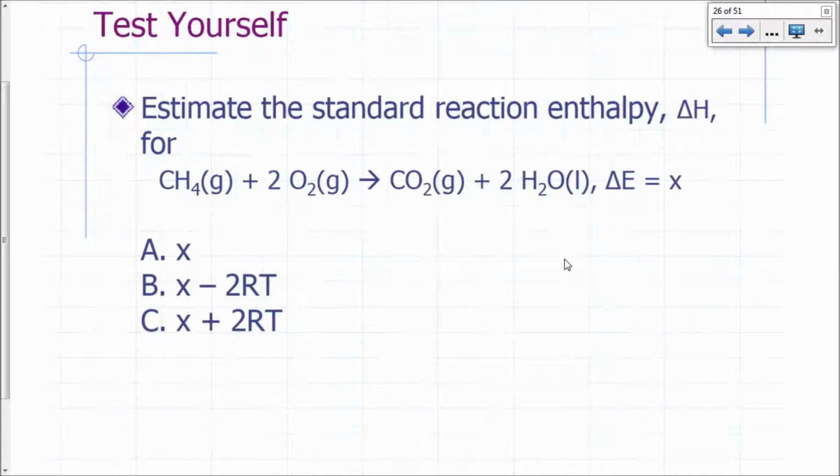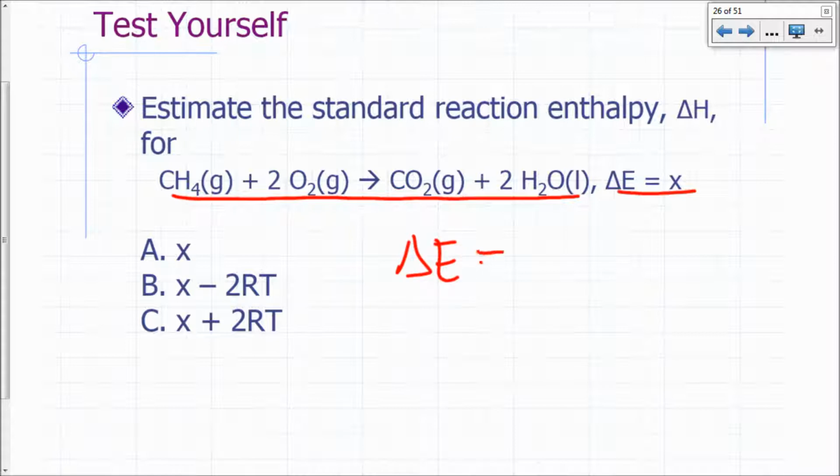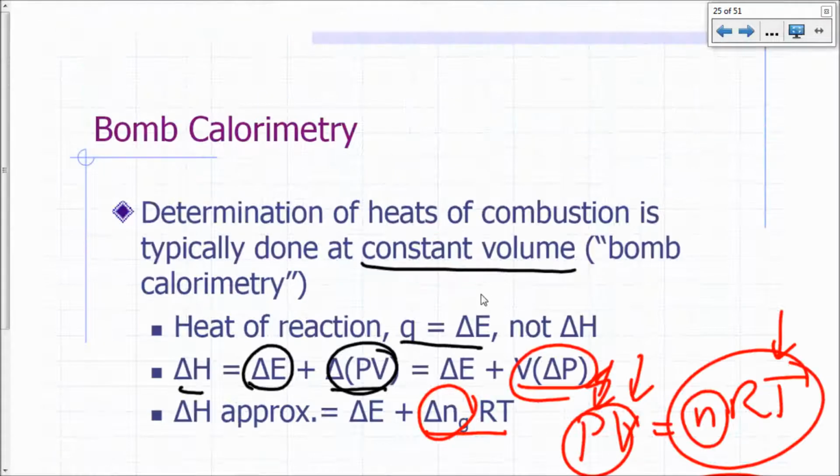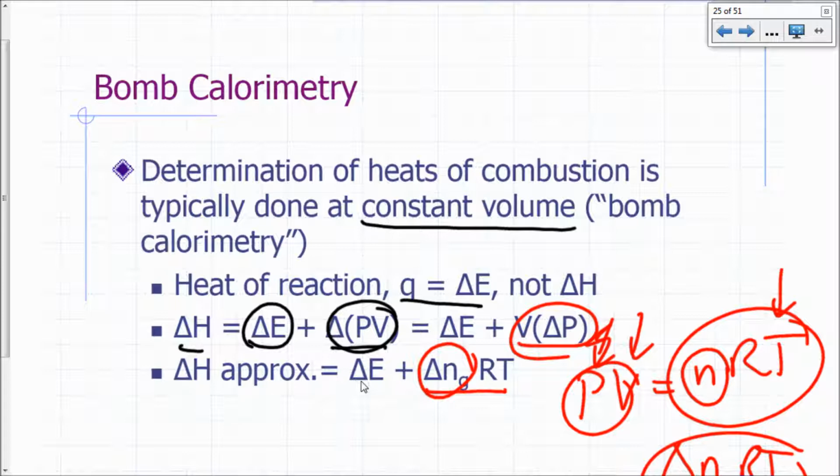Let's say your standard reaction enthalpy for this reaction, let's say you did this reaction in a bomb calorimeter. So you found your delta E for the reaction to be X. Remember, the heat of reaction, if you're doing it in a bomb calorimeter, is equal to delta E, not delta H. So how would you get delta H for this one?